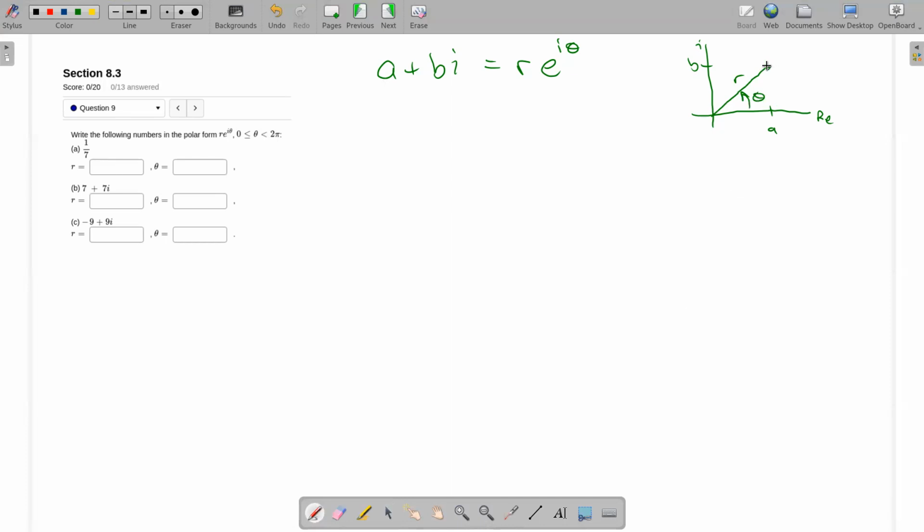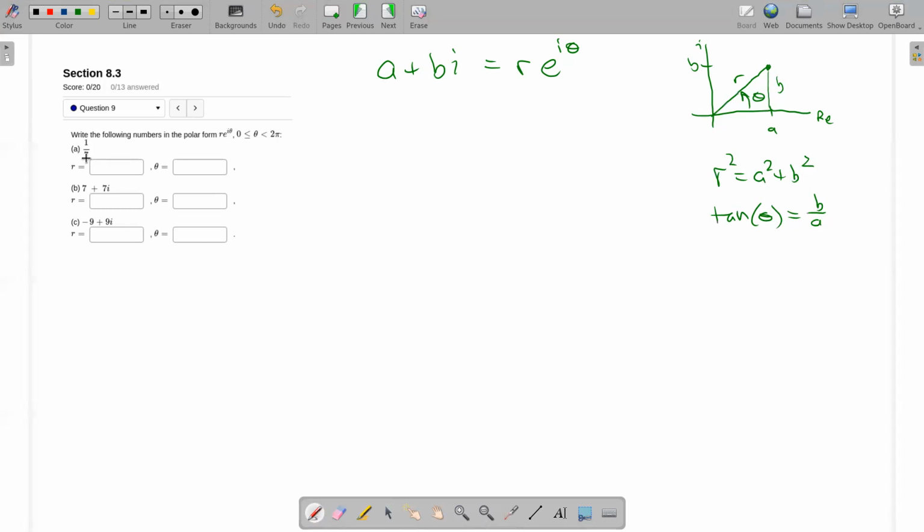So this is just, again, the whole polar thing we were playing with before. And I know that the radius squared has to be a squared plus b squared. And I know the tangent of the angle has to be equal to b over a, right? Vertical over the horizontal, opposite over adjacent.